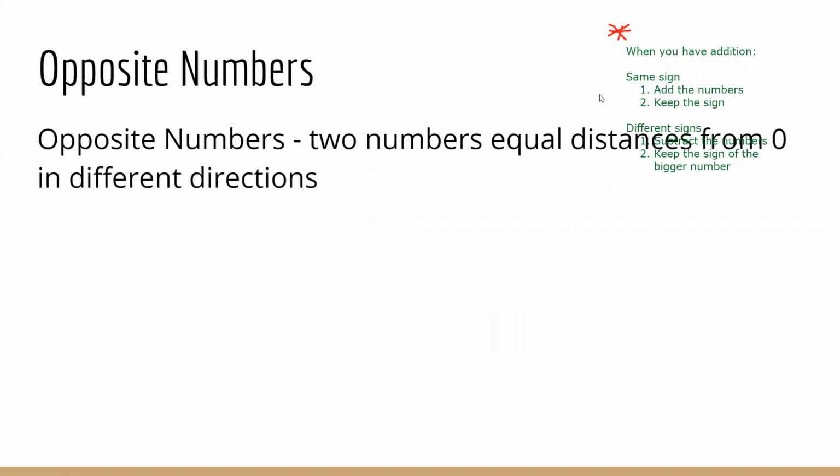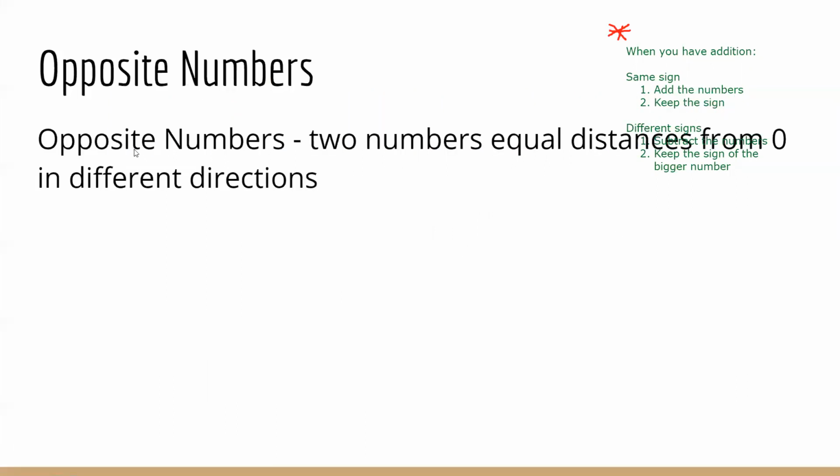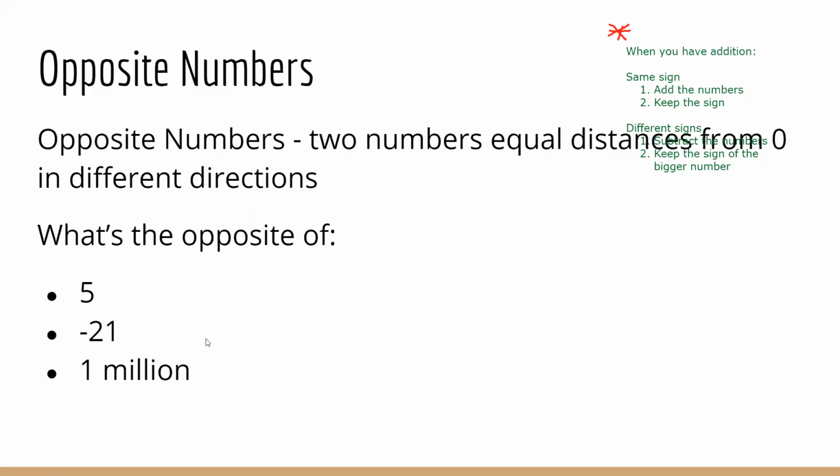The first thing that we need to talk about is opposite numbers. So on the previous slide, I talked about opposite of the second. And so the question is, what does that mean? So opposite numbers are two numbers that are equal distance from 0 in different directions. Kind of a complicated definition. Simplified that down, and that's just saying that you're going to change whatever sign it is.